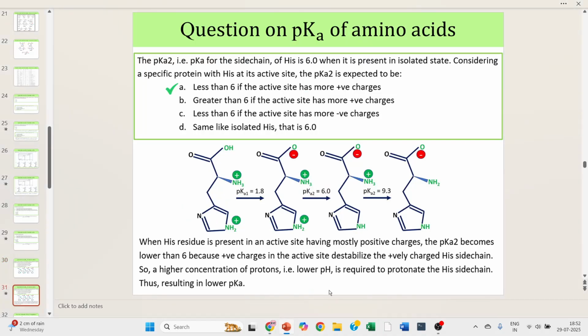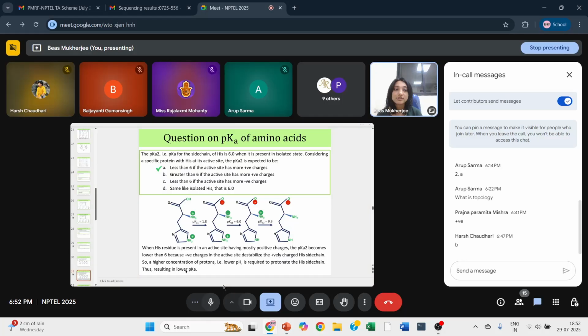Okay, let's look at the answer. The answer is less than 6 if it has more positive charge. So when a histidine residue is present in an active site having mostly positive charges, the pKa becomes lower than 6, because positive charges in the active site destabilize the positively charged histidine side chain. So a higher concentration of protons, that is lower pH, is required to protonate this histidine side chain, resulting in a lower pKa. These are some of the things that you will know only when you practice these questions.